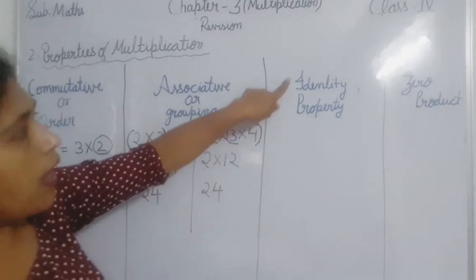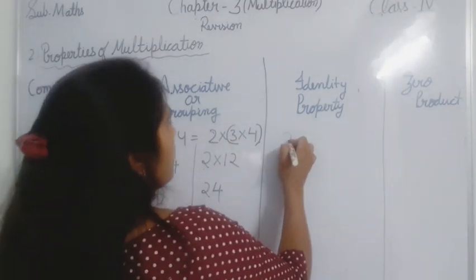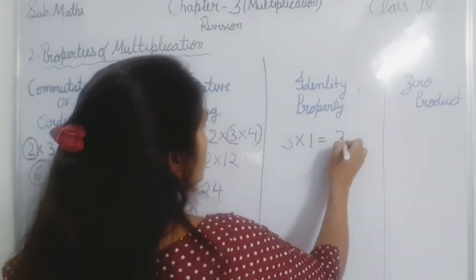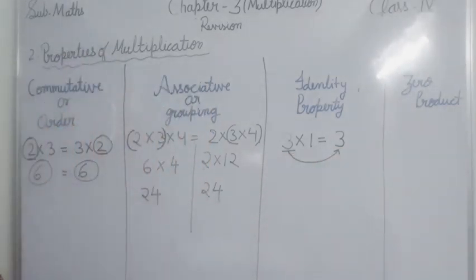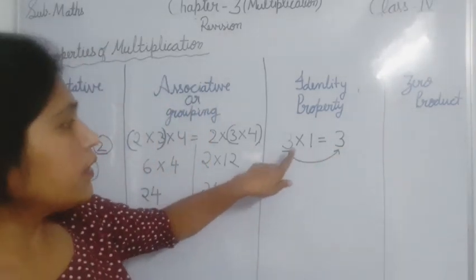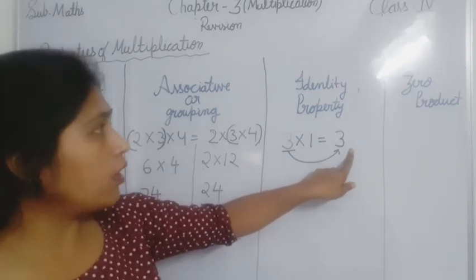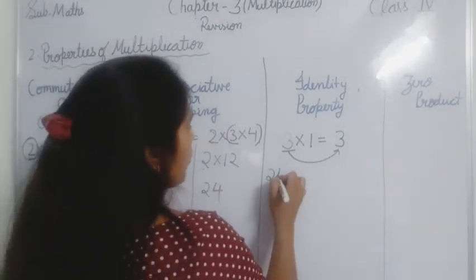Now see the next, the identity property. Identity property means when we multiply any number with 1, the product will not change; the product is the number itself. Whatever number we multiply with 1, we get the same number, the number itself. That is called the identity property. It is applied for bigger numbers also.